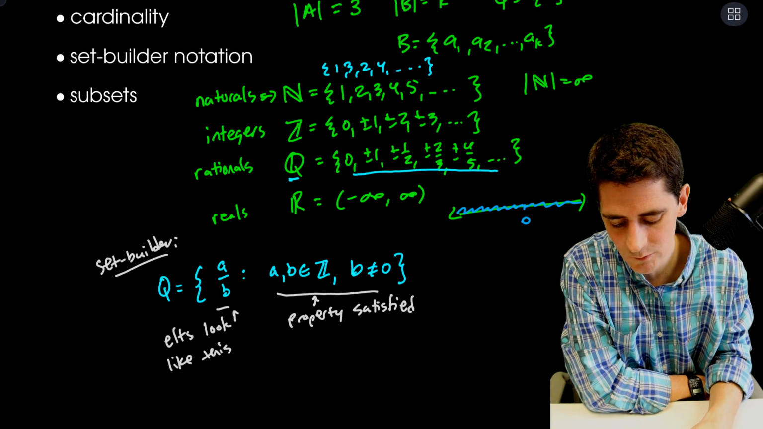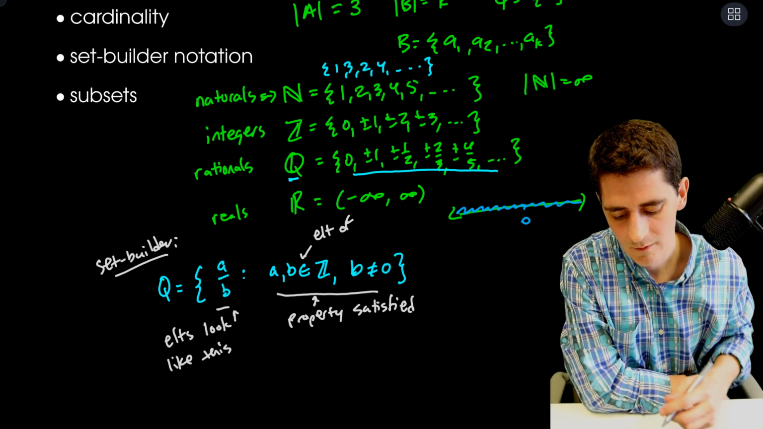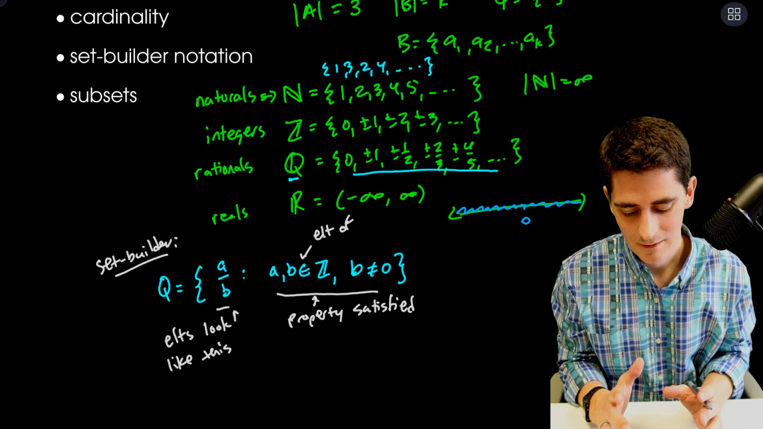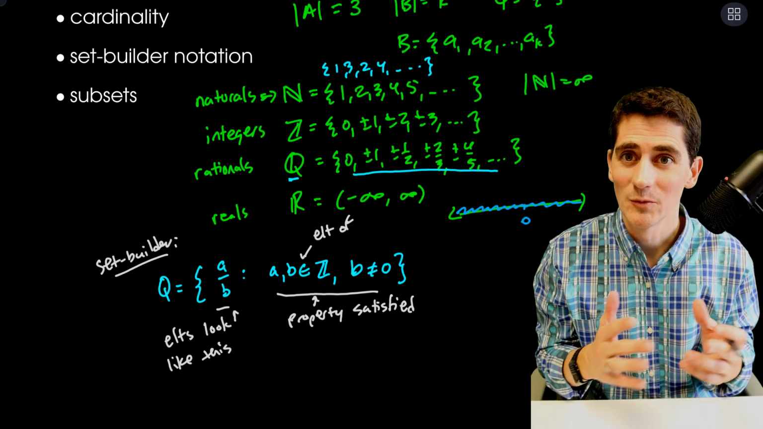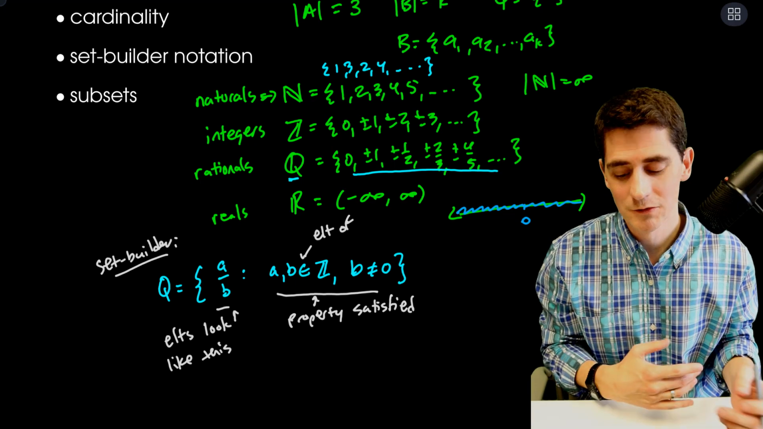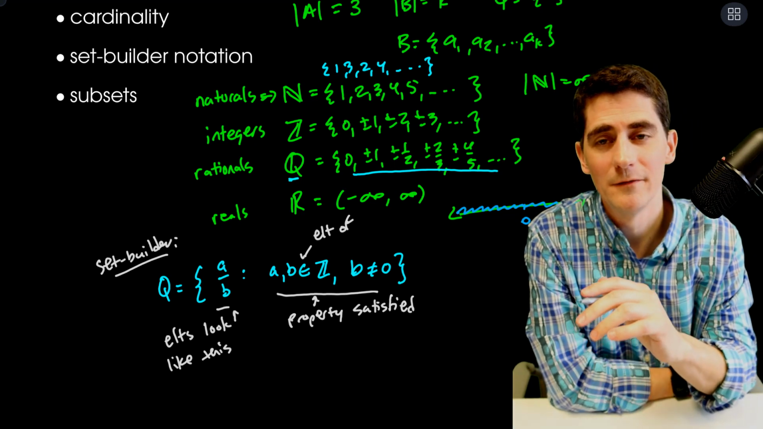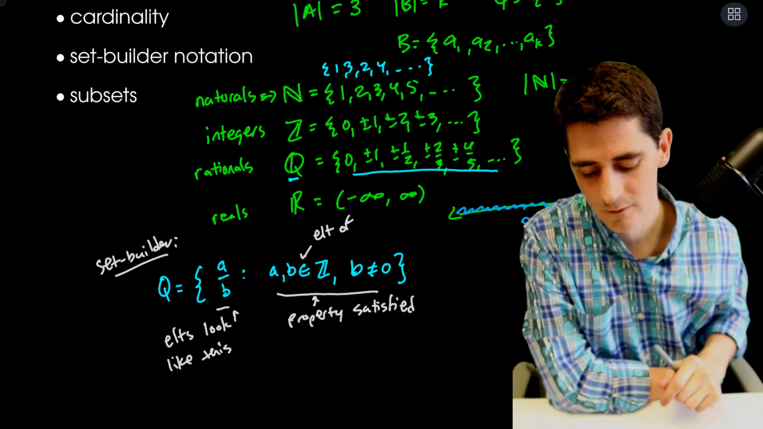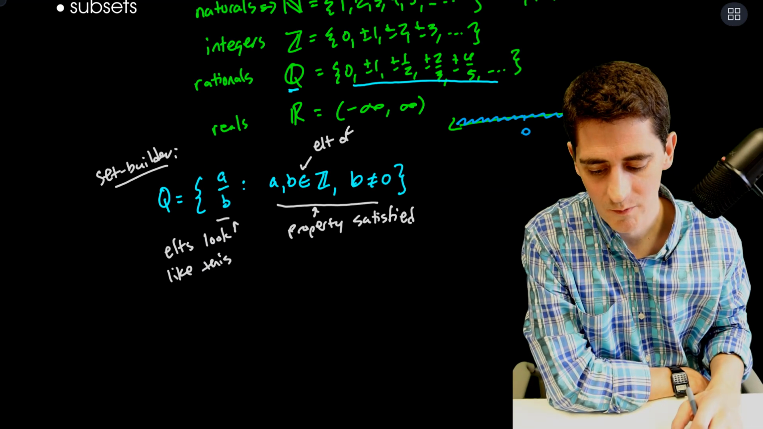And this symbol here means element of. That's a very useful symbol to use. We use it all the time, like say X is an element of A, or A is an element of the integers, etc. Set builder notation looks clumsy at first, but if you get used to using it, it's very, very useful. In fact, why don't we do an example with set builder notation?